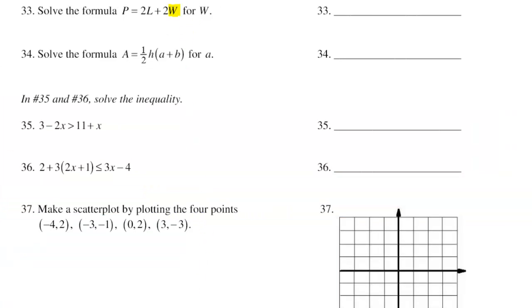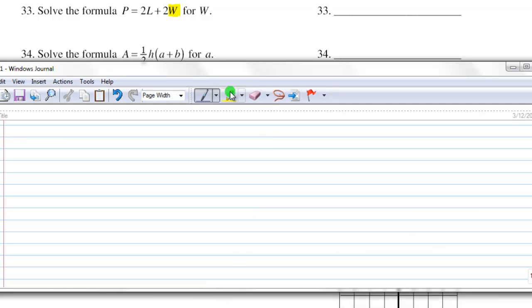In the next problem, we're solving the formula for perimeter. Perimeter equals twice the length plus twice the width, P = 2L + 2W, and we're going to solve that for the variable W. So we first have to move over the 2L term, and we're going to do that by subtracting from both sides.